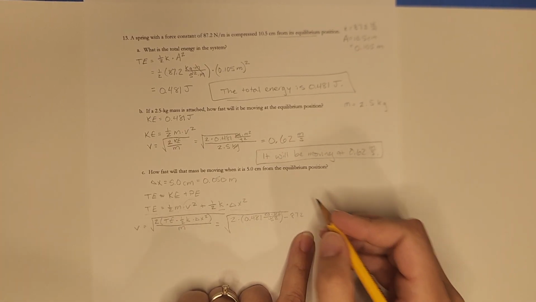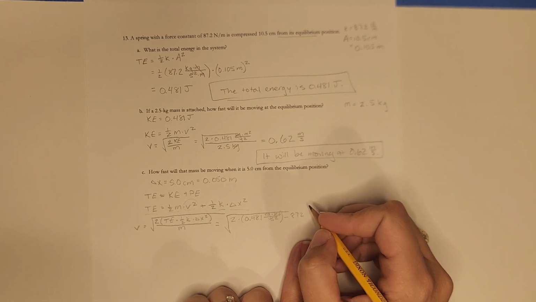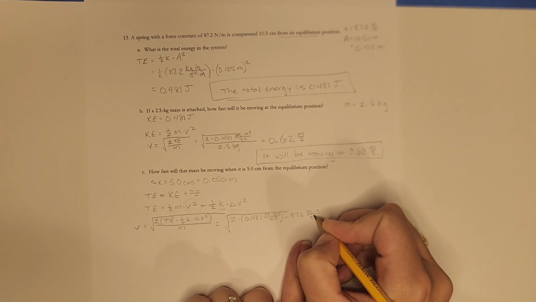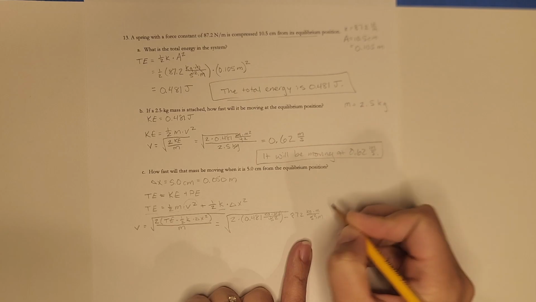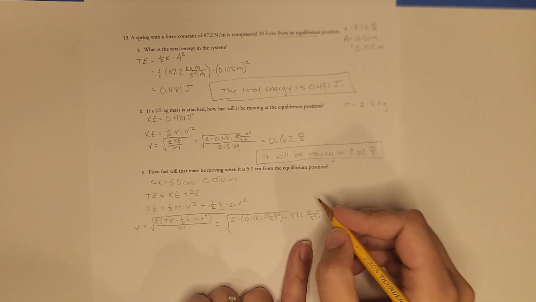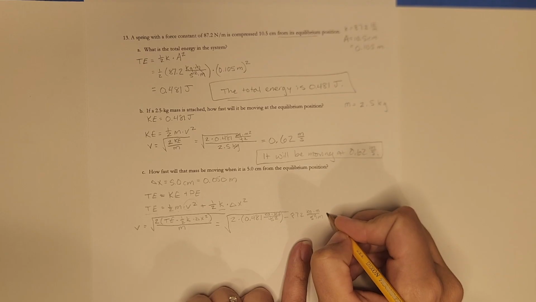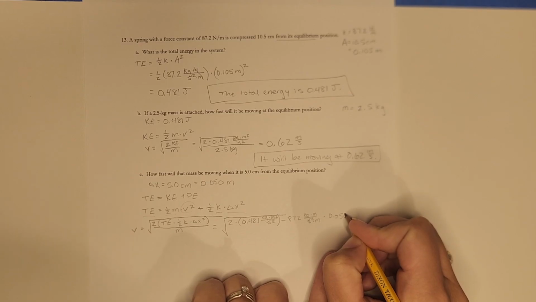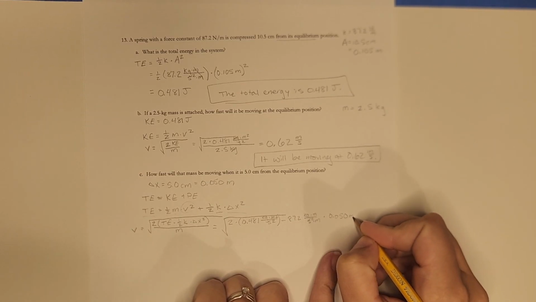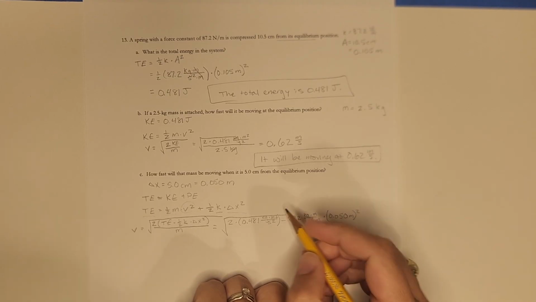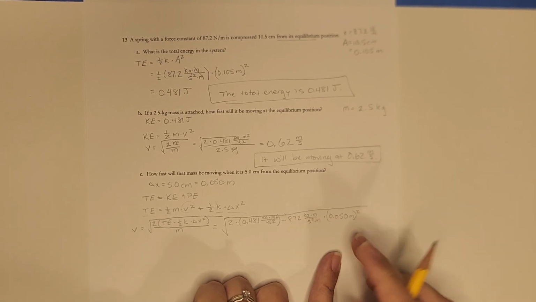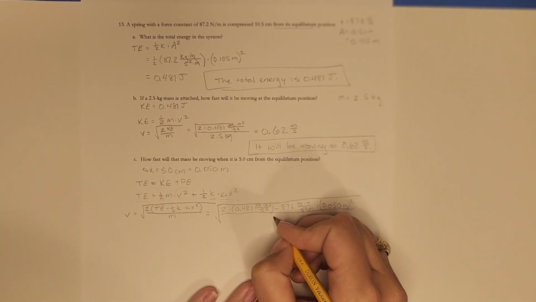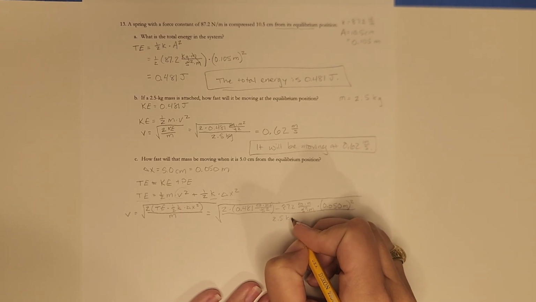Again, I'm going to write it out instead of putting the newtons. So I'm going to put kilograms times meters per second squared times meters, which is newtons per meter, times 0.050 meters, and this is squared. This is my delta x. And then dividing all of that by my mass, 2.5 kilograms.